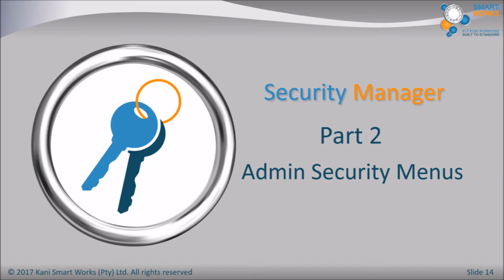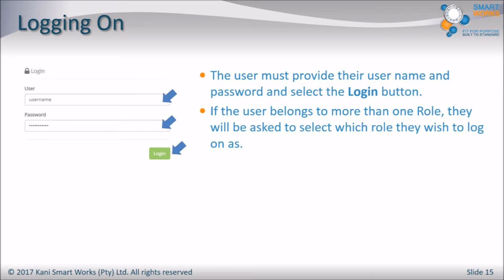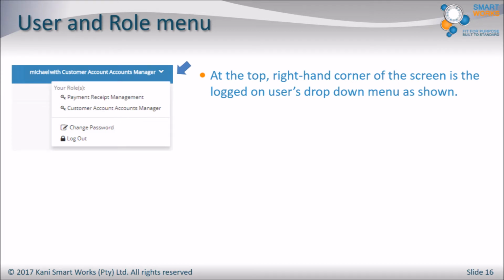So moving now away from theory into practice. Part 2. Admin security menus. Logging on. The user must provide their username and password and select the login button. If the user belongs to more than one role, they'll be asked to select which role they wish to log on as. At the top right-hand corner of the screen is the Logged On Users drop-down menu as shown.